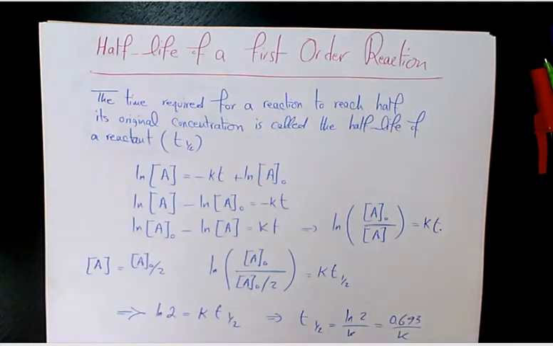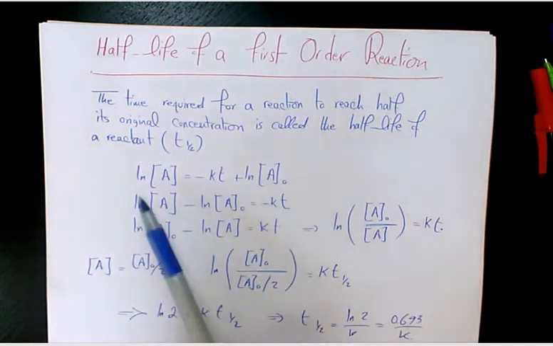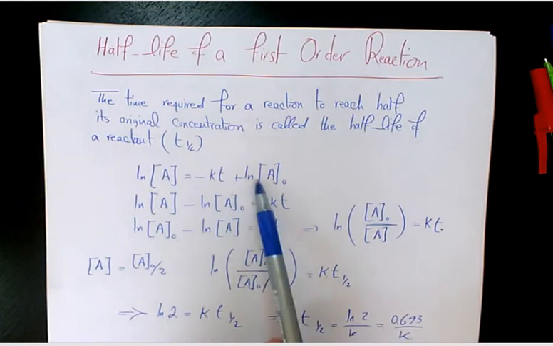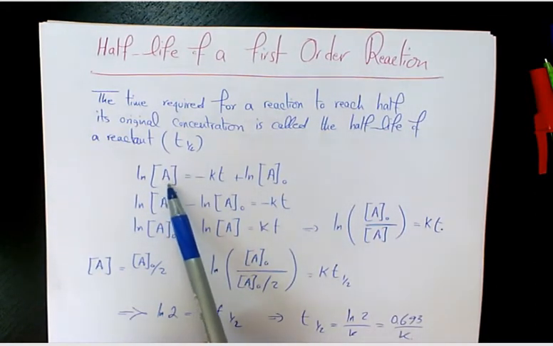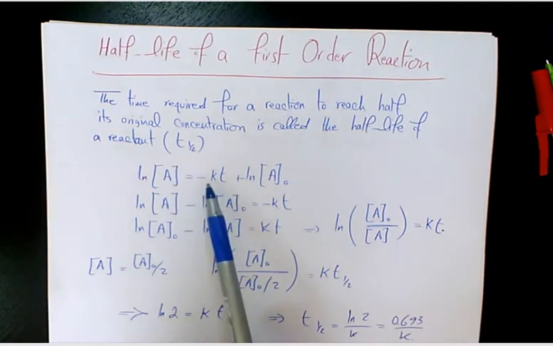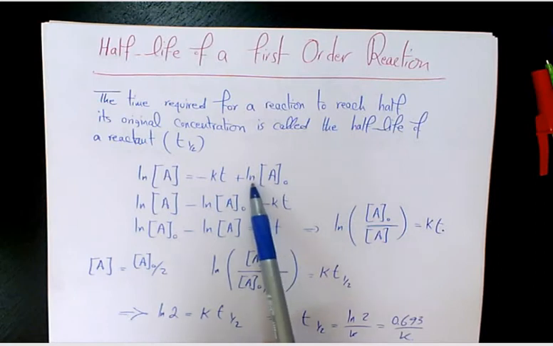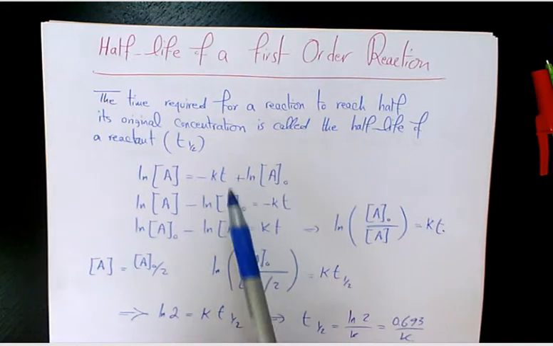And as you saw in the video related to the first order reaction, we have after integration, that's the integrated form of first order reaction, ln A equals negative KT plus ln A naught. A is the current or final concentration in terms of mole per liter. K is rate constant, which depends on temperature. T is time. And we have ln A naught. A naught is the initial concentration.